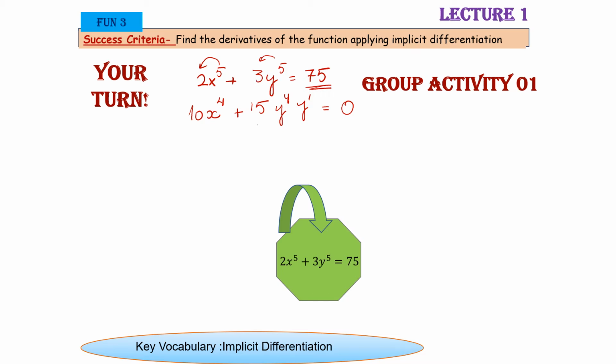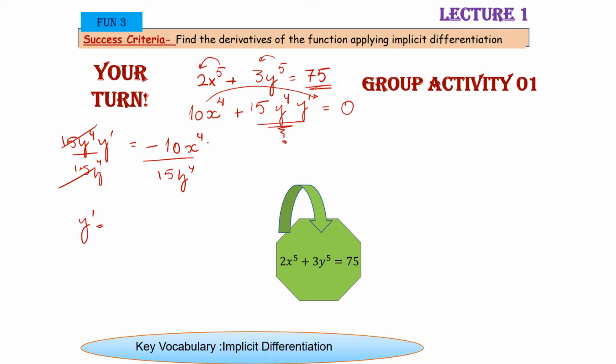Now once we are done, keep the y prime on the left hand side and shift the remaining terms, meaning shift 10x to the power 4 to the other side, and when it goes to the other side the sign changes into negative. Divide both sides by 15y to the power 4, the reason being that we are solving for y prime. So negative 10 over 15 gives you negative 2 over 3, x to the power 4 over y to the power 4.